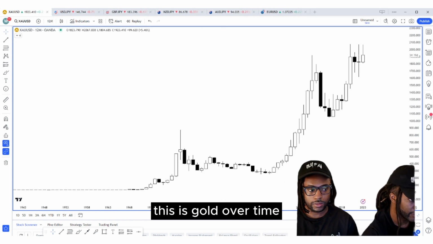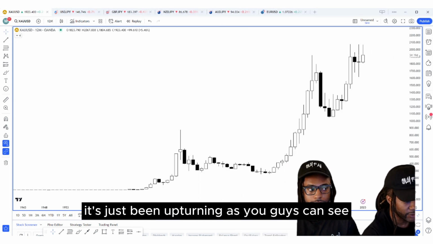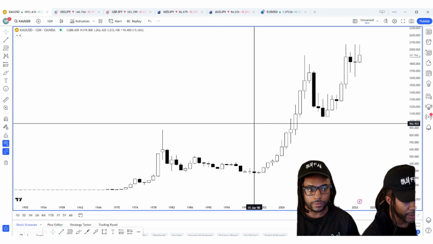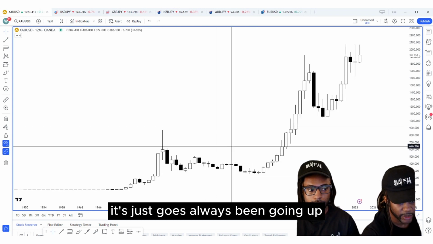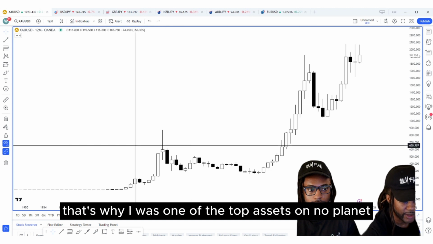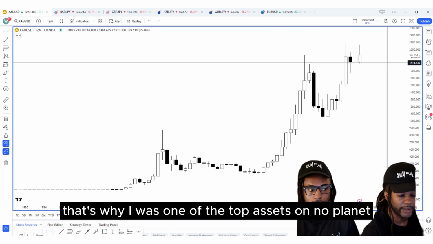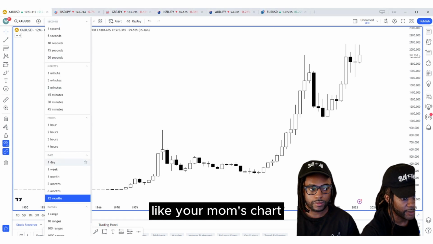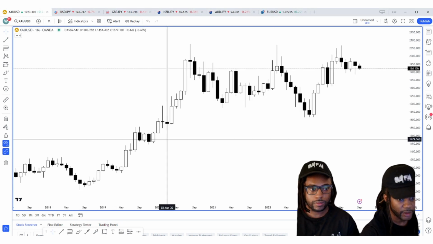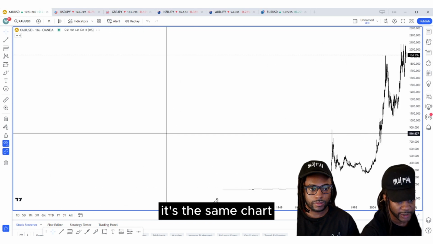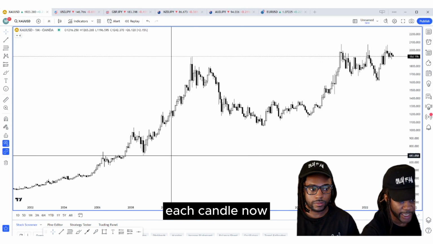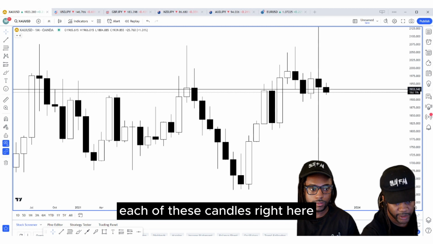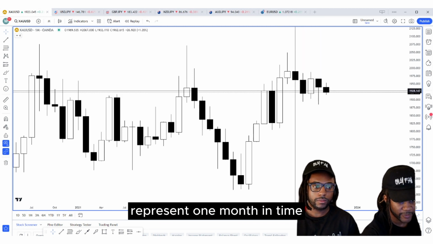This is gold. Over time, it's just been uptrending, as you guys can see. Gold has always been going up. That's why it's one of the top assets on the planet. Alright. And then you got other time frames, like your month chart. See your month chart, it's the same chart, but it's just spread out. Each of these candles right here represents 1 month in time.